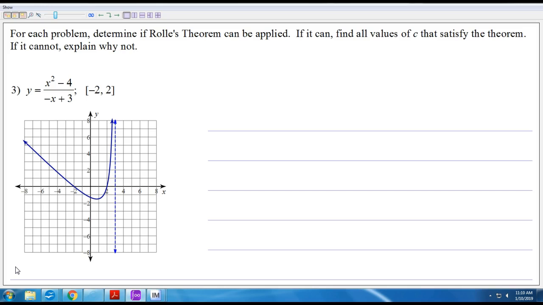What's the derivative of the bottom? Negative. All over. What goes to the bottom? Bottom squared. My job is to set that equal to 0.